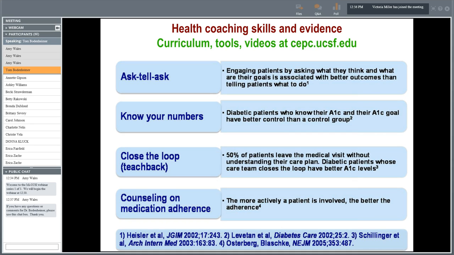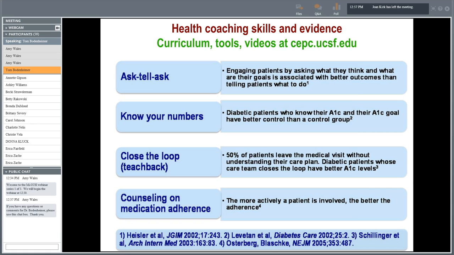We really teach people in our health coaching to make sure they really know their A1C and their goal, to know what their blood pressure is and their blood pressure goal, to know what their LDL cholesterol is. Now, of course, there's a lot of debate whether there should be an LDL goal, but I think that patients like having an LDL goal.